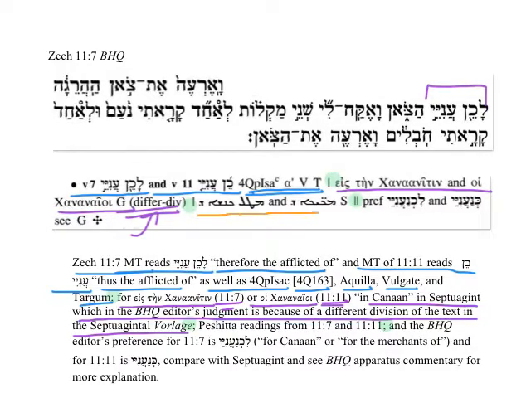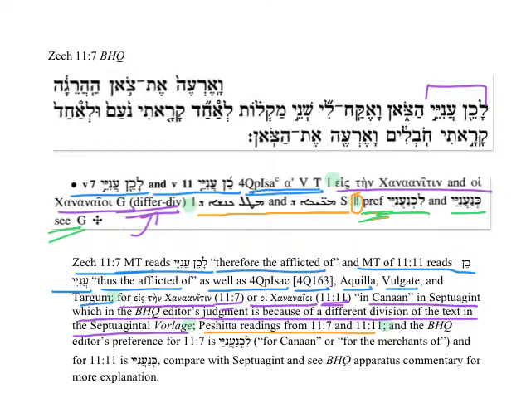In the next note, we have two Syriac readings from verse 7 and verse 11 respectively, and so he offers us these two similar Peshitta readings. Then again, finally, after the double vertical lines, the editor gives us his preference, and so he prefers the terms joined together in both verse 7 and verse 11, and he says, see Septuagint.